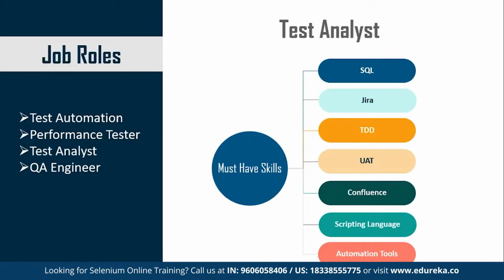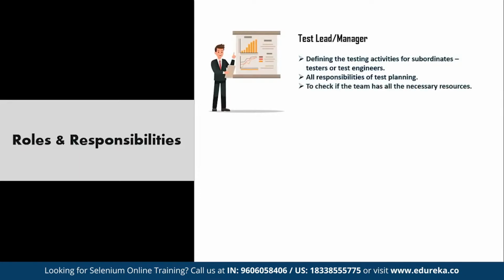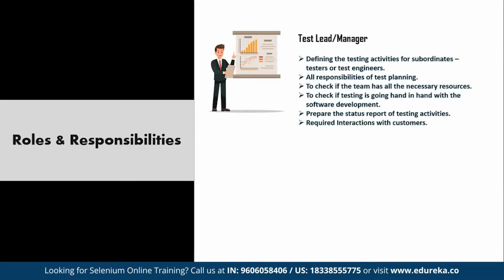So now that you know about the different job profiles, let's have a look at the roles and responsibilities of a testing automation engineer. In software testing, every company defines its own level of hierarchy, roles, and responsibilities. But on a broader level, you'll always find two levels in a software testing team. The first one is the test lead or manager. A test lead is responsible for defining the testing activities for subordinates, testers, or test engineers, for test planning, to check if the team has all the necessary resources to execute the testing activities, to check if testing is going hand in hand with the software development in all phases, and also to prepare the status report of testing activities. He is also responsible for required interactions with customers and updating the project manager regularly about the progress of testing activities.